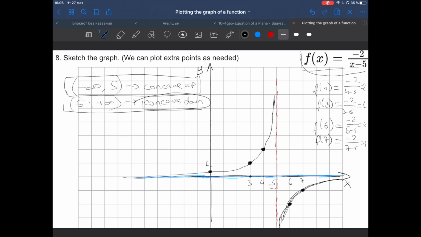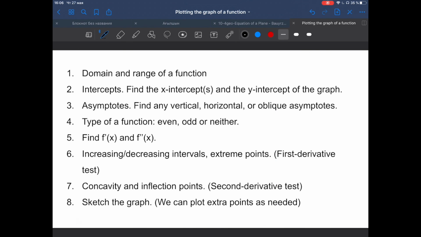Okay, that's all. Look, you can write these steps or you can take a screenshot. You'll use this information to sketch the graph of any function.